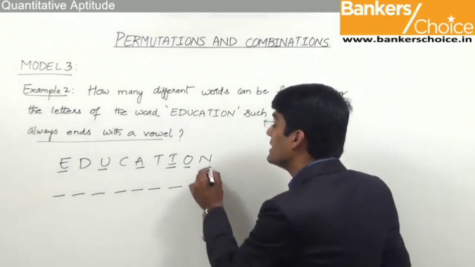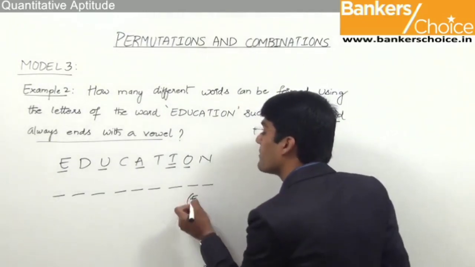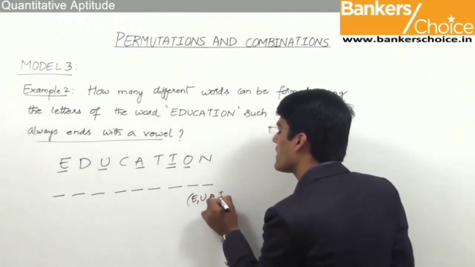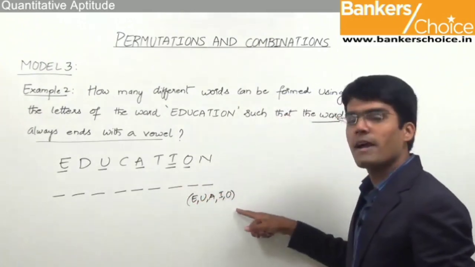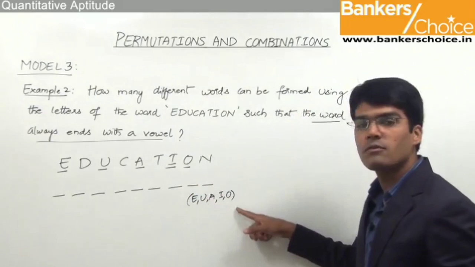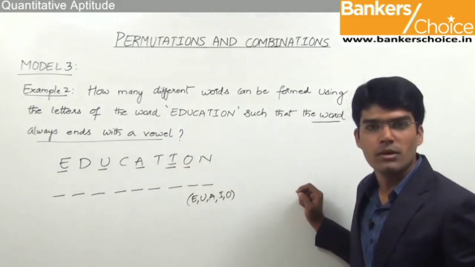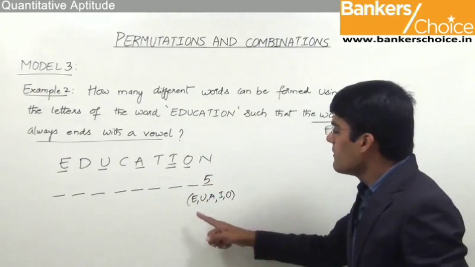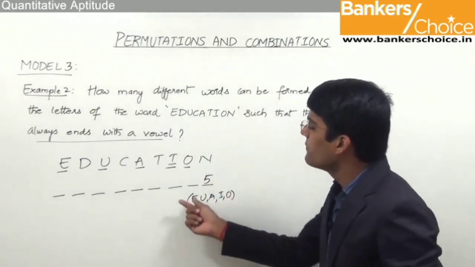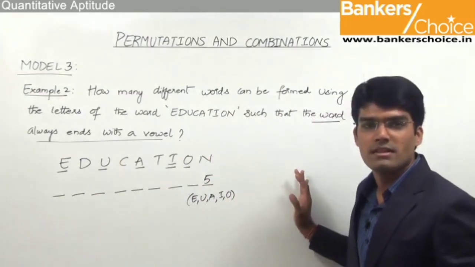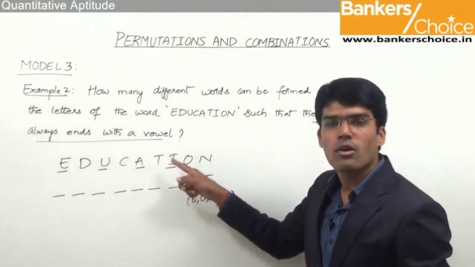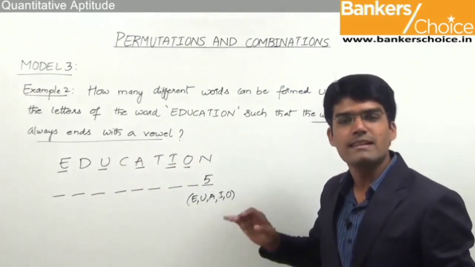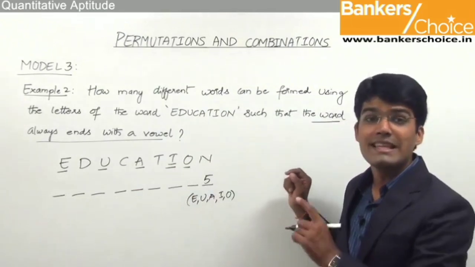So we can say that the last position can be occupied by 5 different letters. It can be E or U or A or I or O. Any of these 5 letters can come here. Why? Because all these are the vowels which are available in the given word. So the last position can be filled in 5 ways. Any one of these vowels will come here and the remaining 4 vowels will go for the remaining positions. Now the remaining 4 vowels and 4 consonants, altogether 8 letters, are for the remaining 8 positions. 8 letters can be filled in 8 positions in 8 factorial ways.